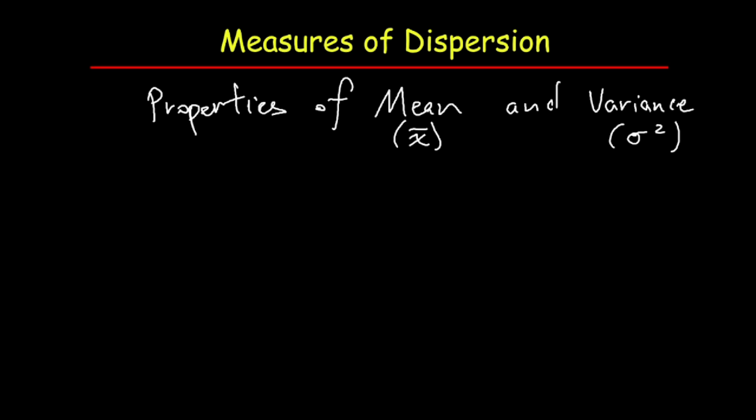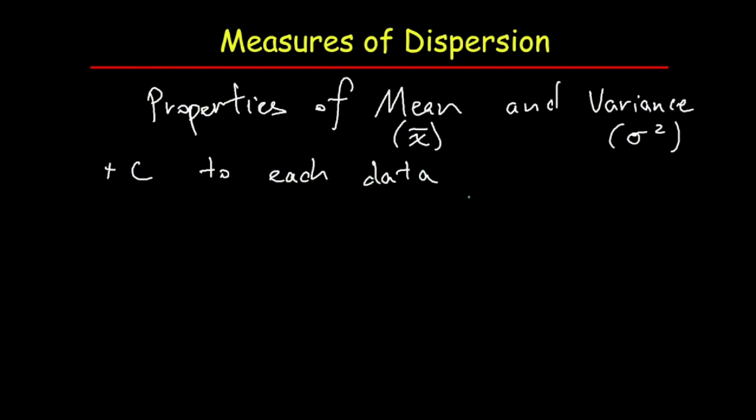Now, lastly, I want to talk about the properties of the mean and variance. Specifically, when we alter the original data set, what happens to the mean and variance? So, one thing a question might ask is adding a value of c to each data point. Now, what happens here? Well, let's think about it.